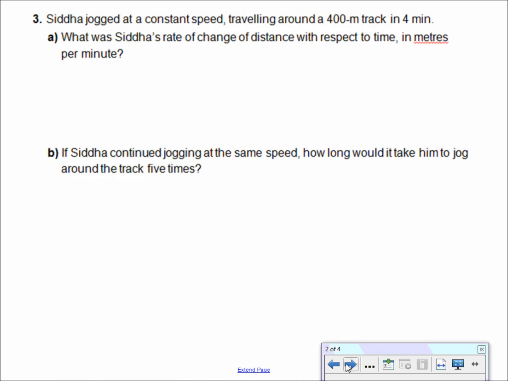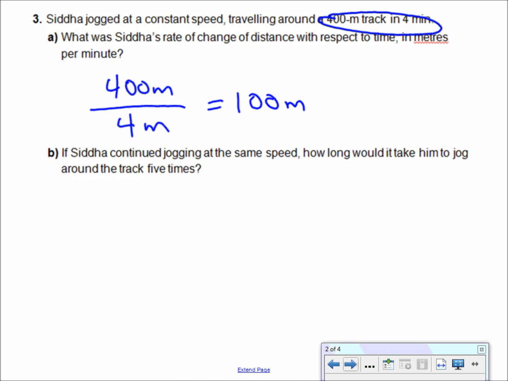Okay, so they're telling us that she is going around a 400-meter track in 4 minutes, right? So we know she's going 400 meters per 4 minutes. Does everyone agree with that? So can that be reduced? Can it become 100 meters? 100 meters per minute. Does everyone agree with that? Thanks, Stephen. I appreciate everyone showing that they understand.